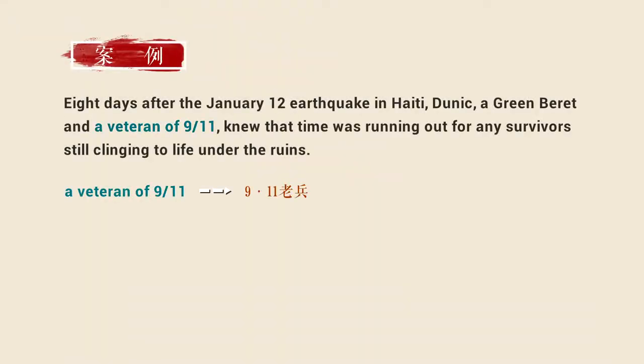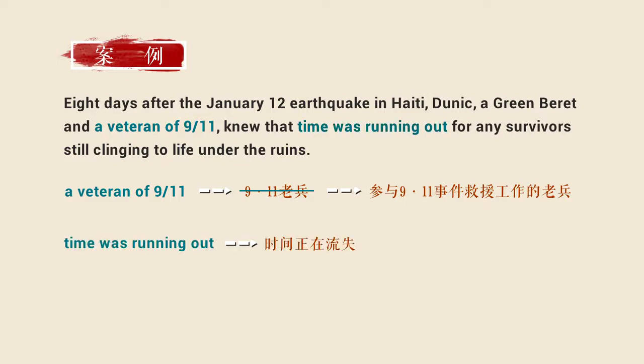The language is fluent. We also notice some additions in the translation. The Chinese readers may not know what green beret is, so the translator adds an explanation in the parentheses. The meaning of 911老兵, a direct translation of a veteran of 911, is not very clear, so the translator translates it into 参加911救援工作的老兵 to make the meaning explicit. One more addition is made to time was running out.